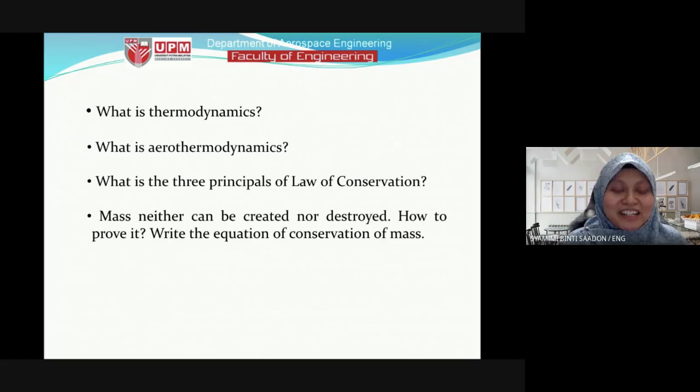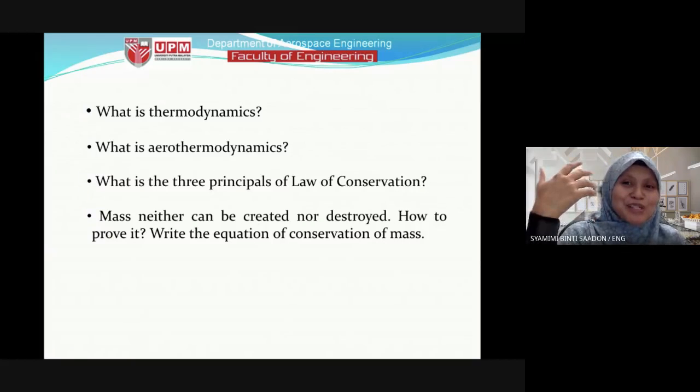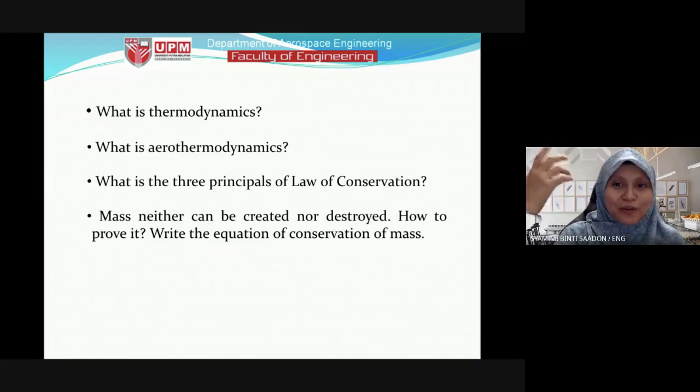So the first question is about aerothermo and thermodynamics. Normally we heard about the subject thermodynamics during your foundation, maybe matrix, etc. But when we enter the aerospace engineering program, suddenly we have the subject aerothermodynamics. So what's the difference between thermodynamics and aerothermodynamics, and why is the aerothermodynamics part more important for aerospace students than civil engineering students?